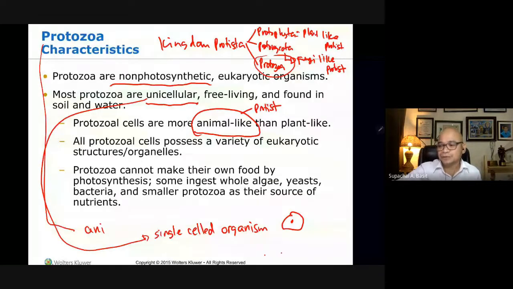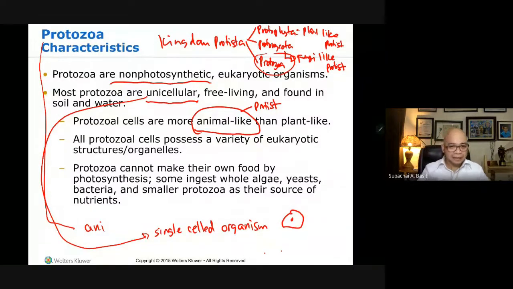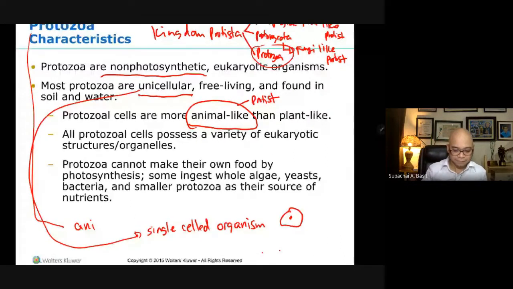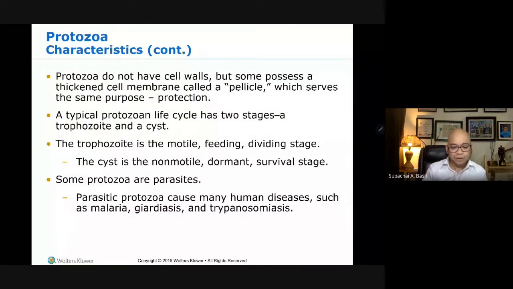Protozoans do not have a cell wall, unlike algae, but some possess a thickened cell membrane called the pellicle. The pellicle and the cell wall have the same purpose, and that is protection.